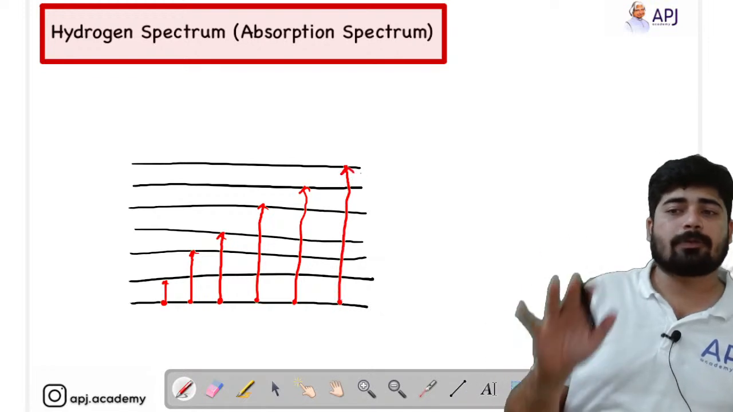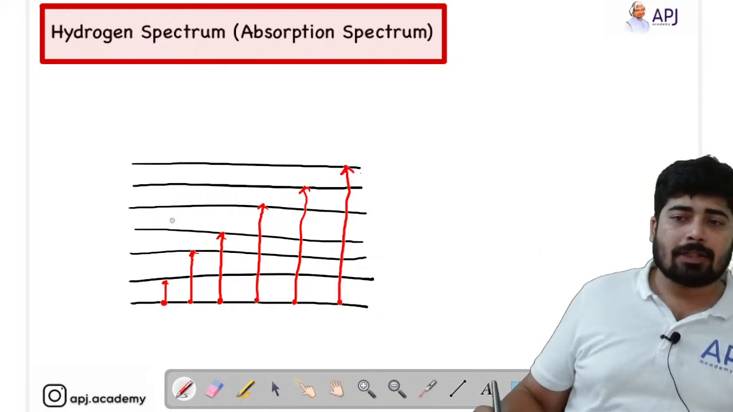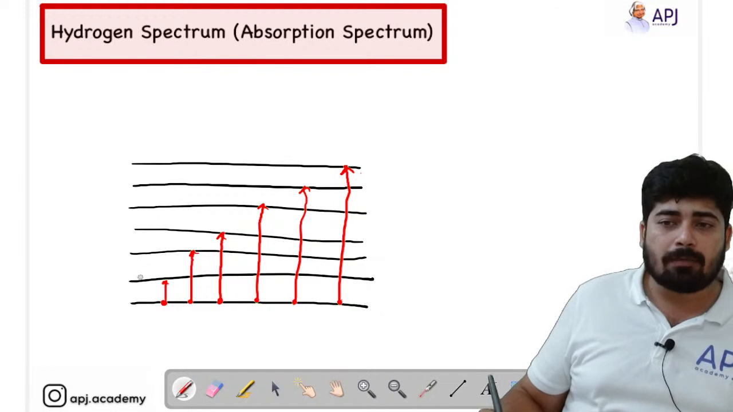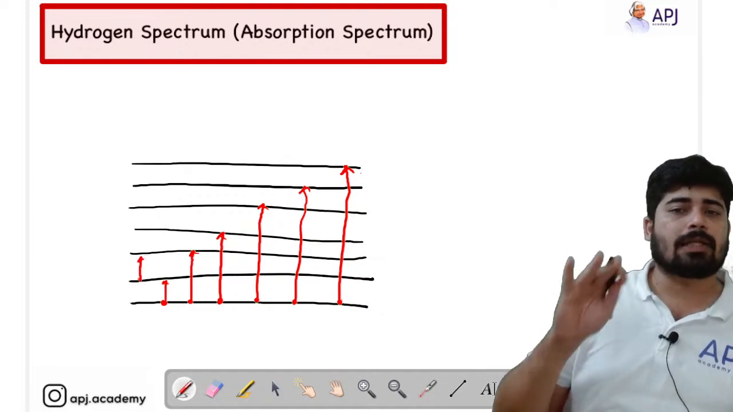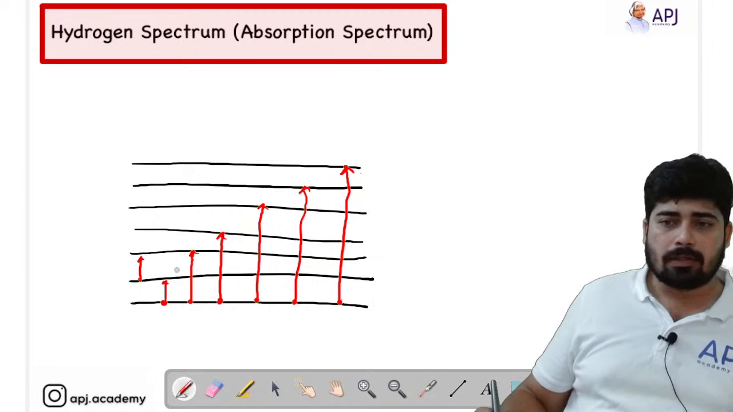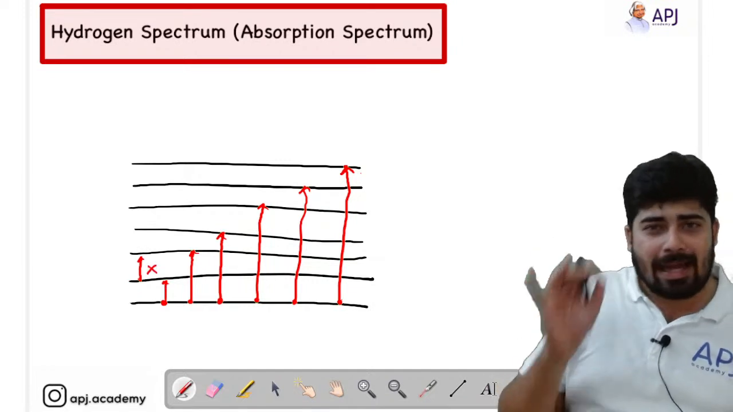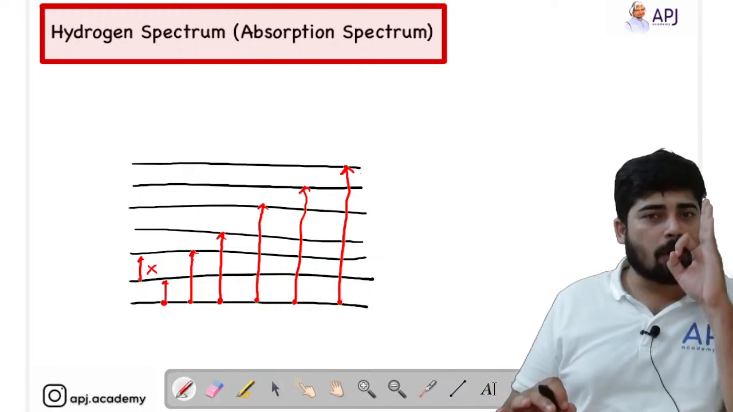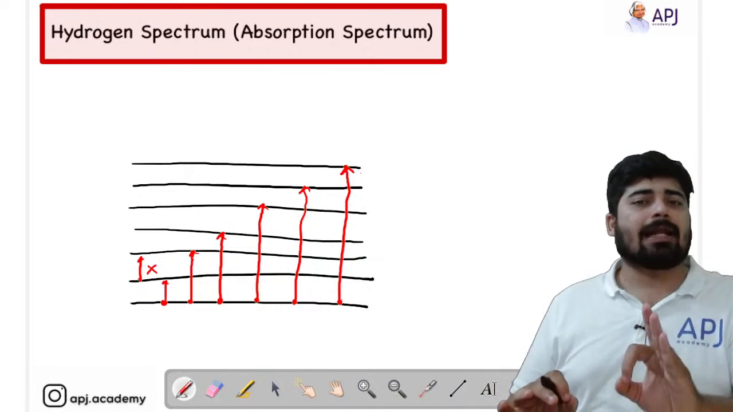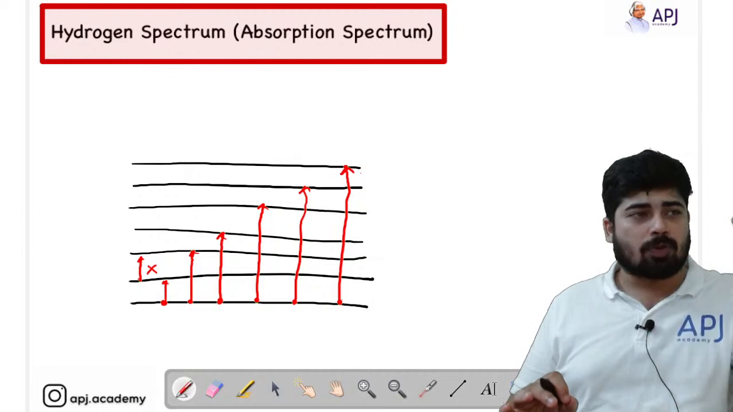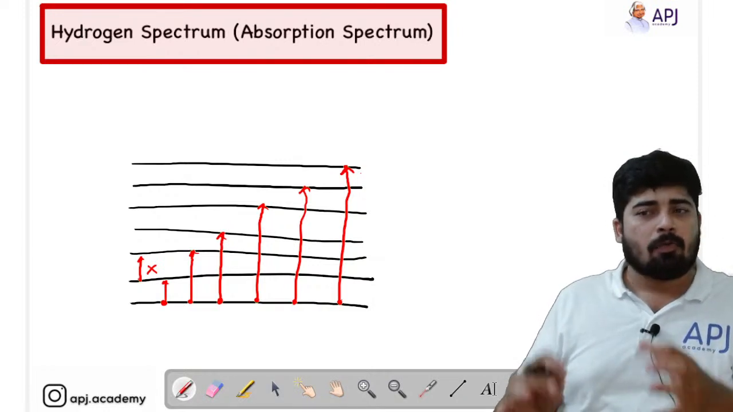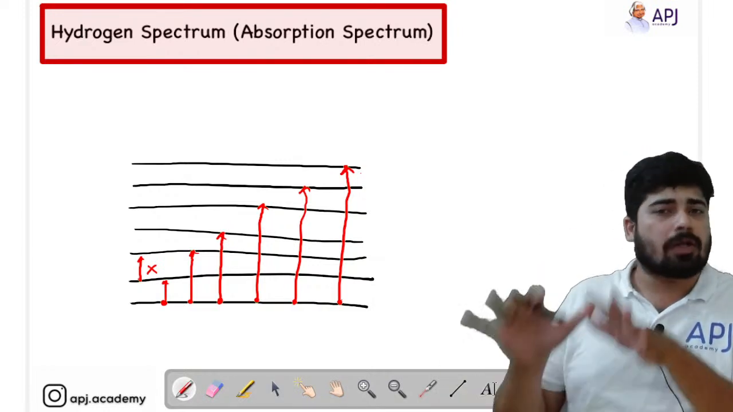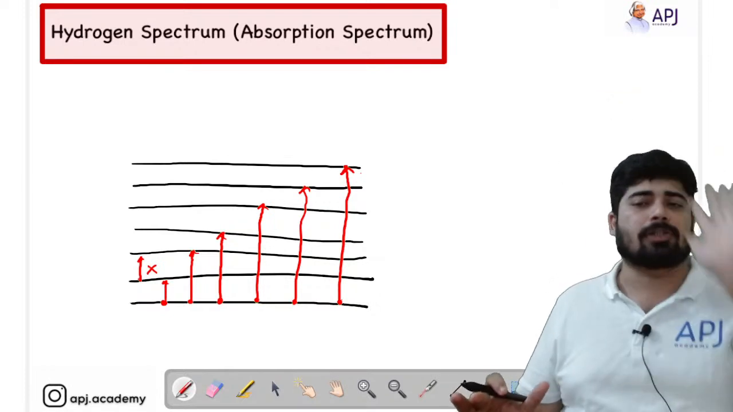This is how the absorption spectrum works. There is no absorption spectrum from the second shell to the third shell. No, that never happens. This is wrong. The absorption spectrum is only obtained when an electron is absorbing certain energy while it is present in the ground shell, the first shell, and then it excites to a higher shell.